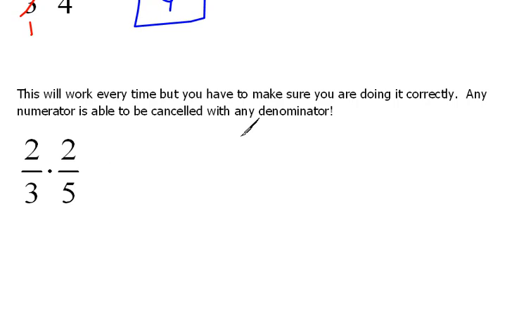This will work every single time, but you have to make sure that you're doing it correctly. Any numerator is able to be canceled with any denominator, but nothing else. In this case, 2/3 times 2/5, you might be tempted to cancel out the 2's, but remember these are both numerators, so that's not allowed. It has to be one top with one bottom.